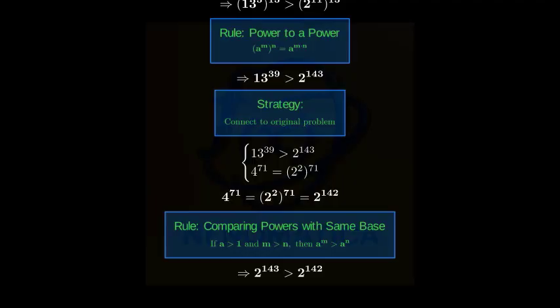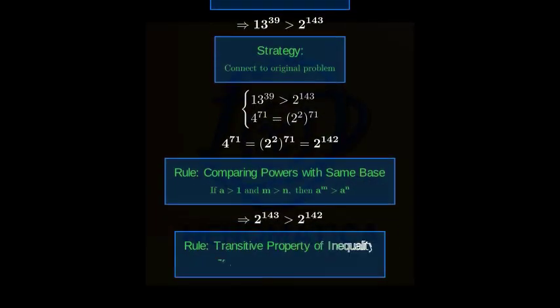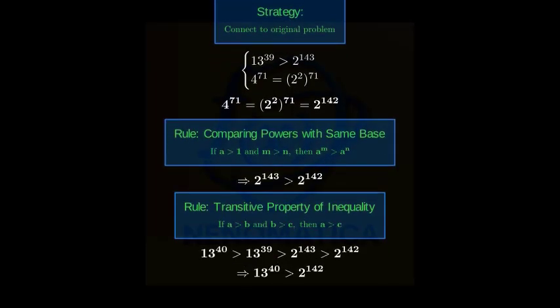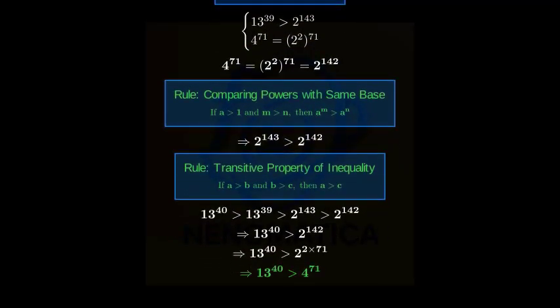Now we can build a chain of inequalities. We know that 13 to the power of 40 is greater than 13 to the power of 39, which is greater than 2 to the power of 143, which is greater than 2 to the power of 142. Therefore, 13 to the power of 40 is greater than 2 to the power of 142. And since we already showed that 2 to the power of 142 equals 4 to the power of 71, we can conclude that 13 to the power of 40 is greater than 4 to the power of 71.